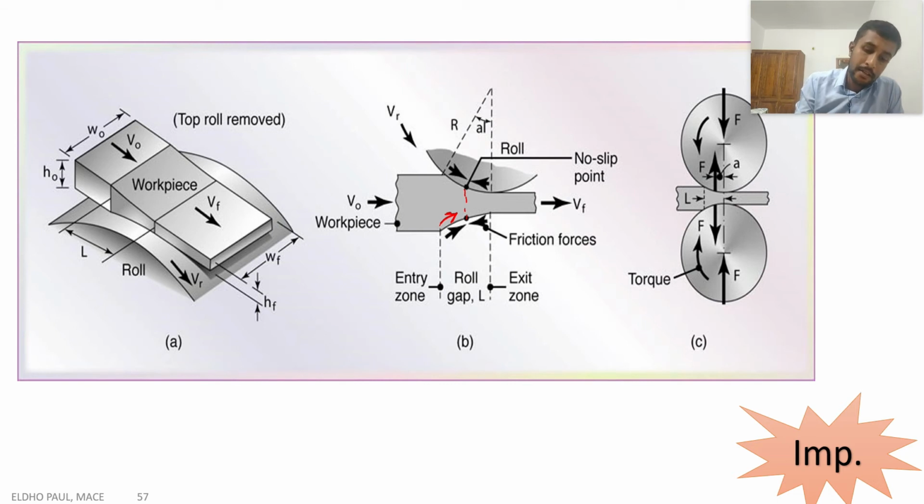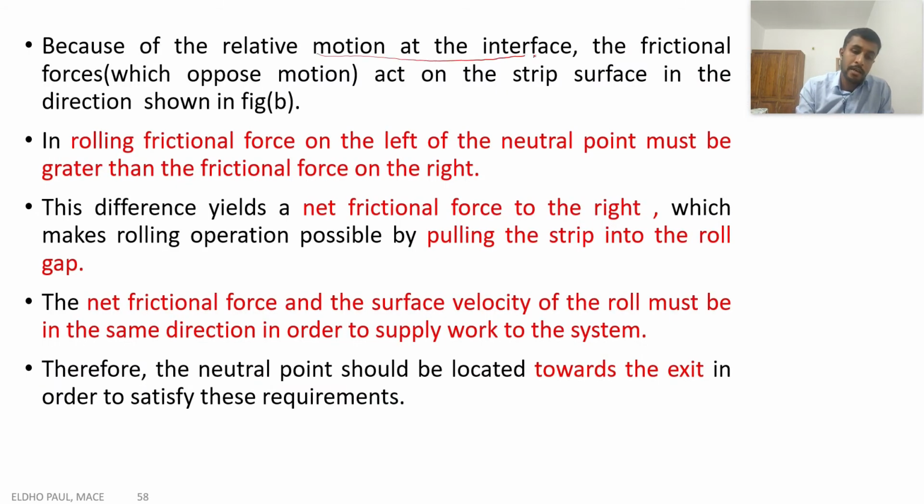After this neutral point, the relative motion direction is reversed, so the frictional force direction is also reversed, and this will be the direction of the friction force after the neutral point. So to the left and right of this neutral point, the direction of friction is actually opposite. Because of the relative motion at the interface, the friction force is not in a single direction. We can see that to the left and right we have friction forces opposing the motion, acting on the slip surface in the direction shown in the figure.